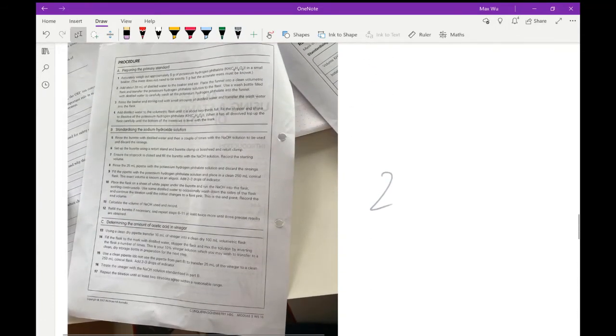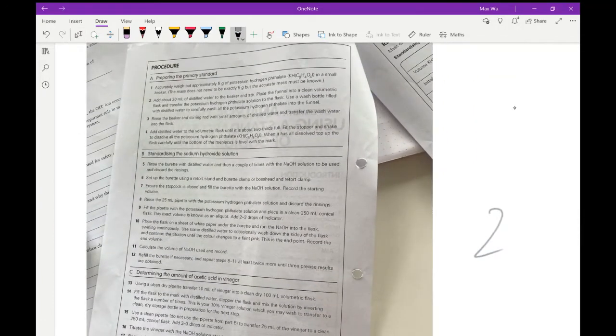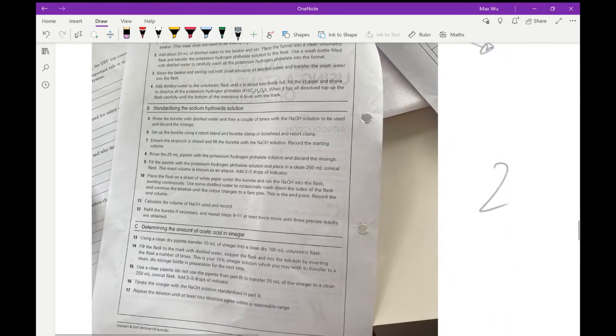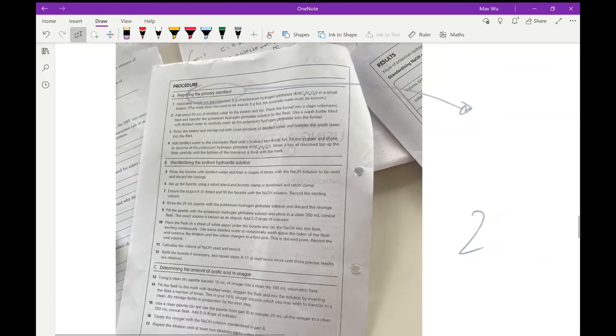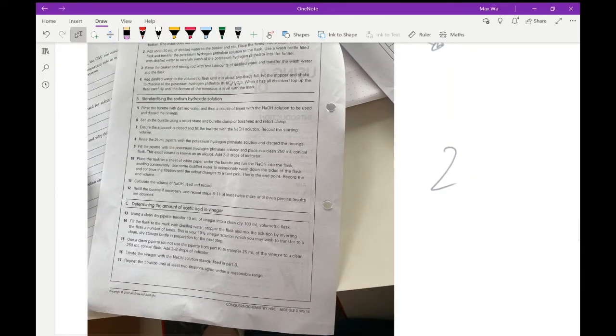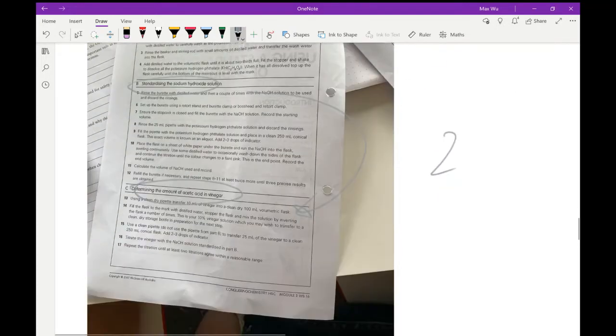Sorry, these pages are a bit messed up, so I'm going to go through. Understand that we need a standard solution, one that we know the concentration of, to test the concentration of the constituent, to test for the analyte, okay? So what we're analyzing. For example, in this one, it would be the concentration of acetic acid in vinegar, and we're going to determine that through a standard solution of sodium hydroxide. So standardizing sodium hydroxide, and then we determine that. So that's titration summarized.